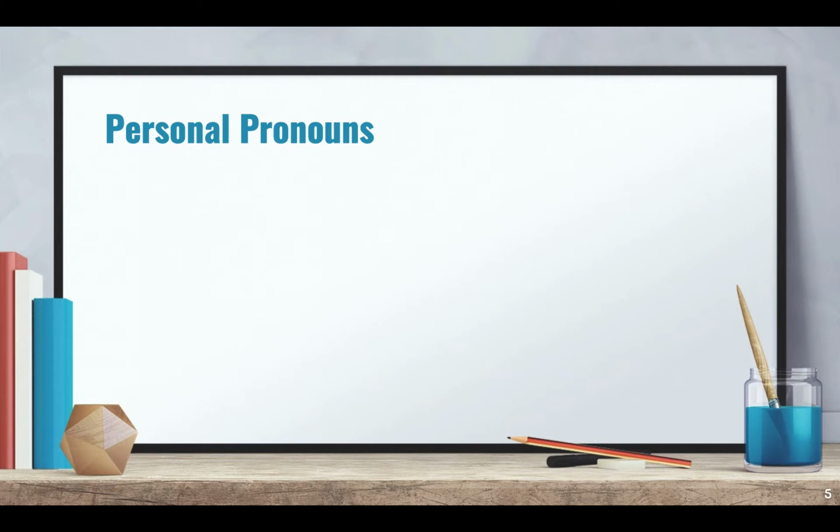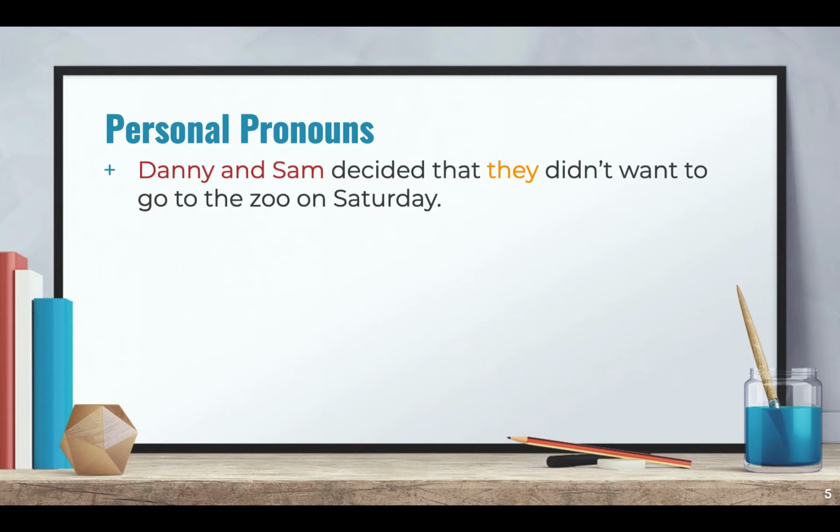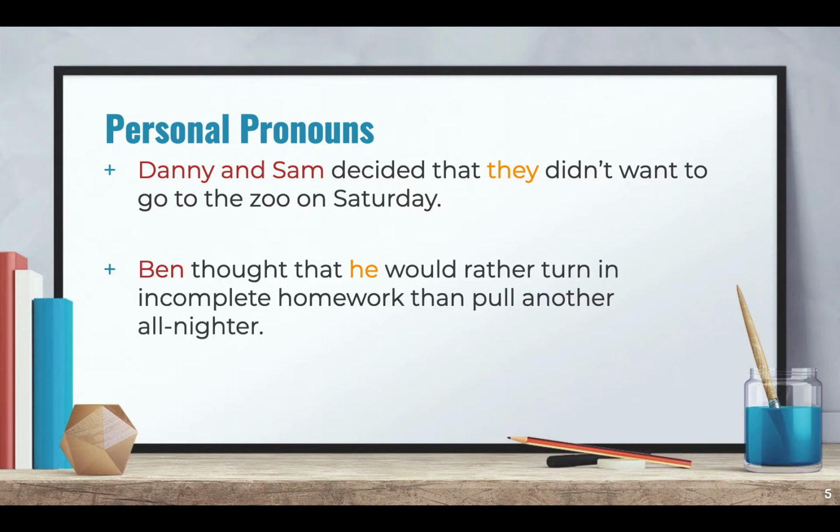Personal pronouns are what most people think of when they see the word pronoun. Personal pronouns include words like he, she, and they. The following sentences give examples of personal pronouns used with antecedents. Danny and Sam decided that they didn't want to go to the zoo on Saturday. Danny and Sam is the antecedent of they. Ben thought that he would rather turn in incomplete homework than pull another all-nighter. Ben is the antecedent of he.